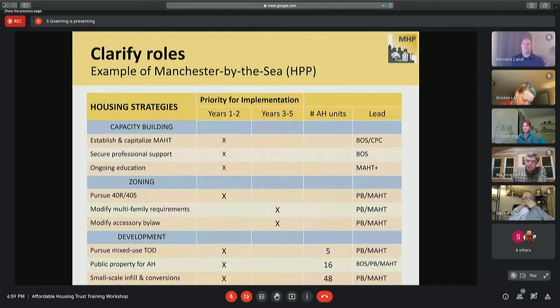If you have multiple entities, multiple boards that are working on pieces of affordable housing in Shrewsbury, we would suggest that early on you have conversations around roles so that there isn't confusion, there isn't stepping on each other's toes. This is just an example in Manchester about how they did this process, where on the left, they established different housing strategies. They determined ones that were shorter term versus longer term. And on the right-hand side, they identified the lead board or boards to help with accountability and also just so there's clarity of roles. So if you do have different entities working on affordable housing, maybe a housing authority, maybe a nonprofit, maybe a housing partnership, I can't remember, and the trust, we would suggest you have a conversation early on about your roles.